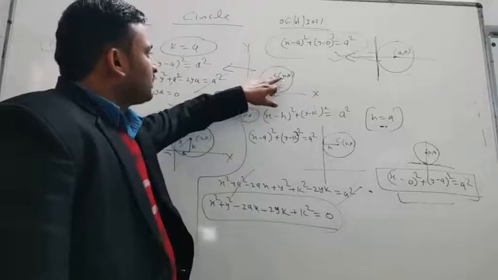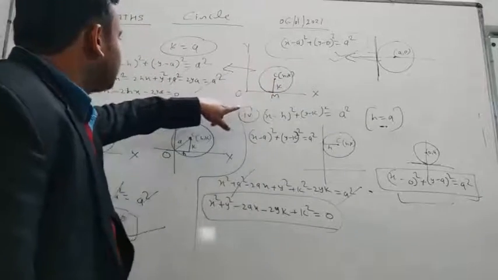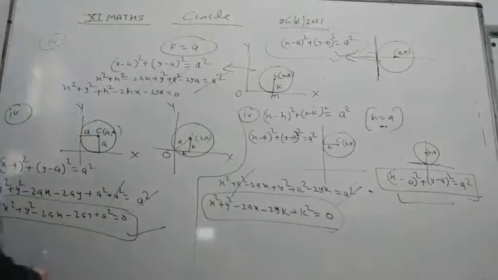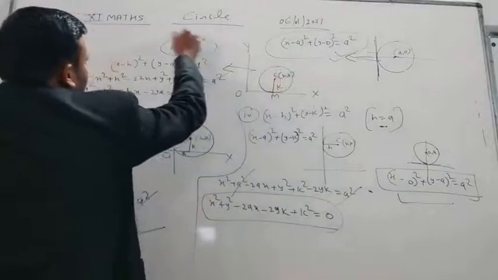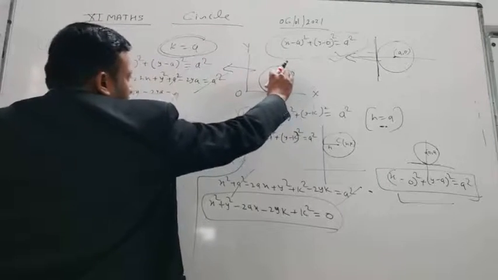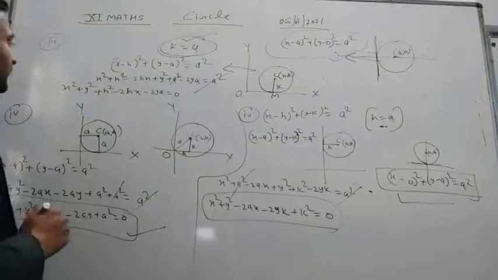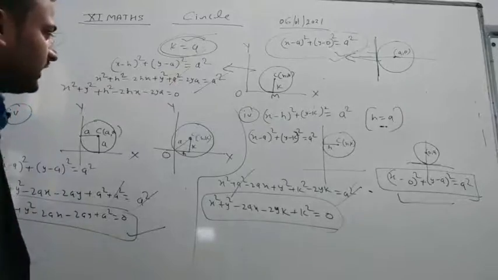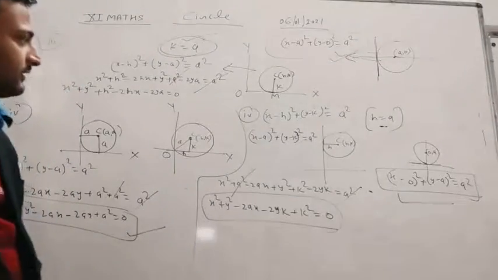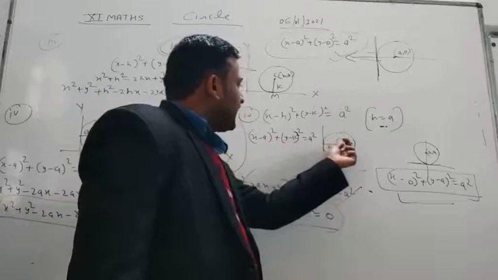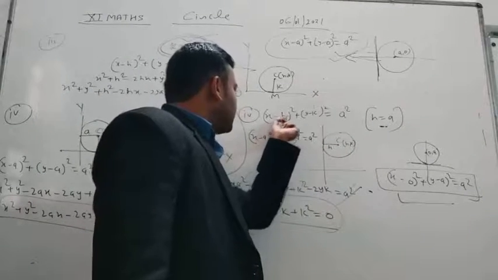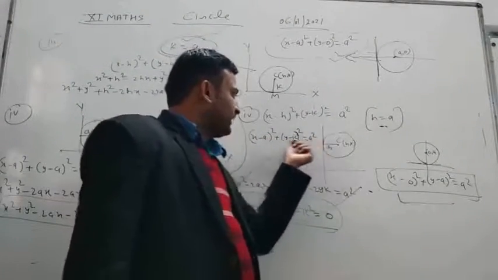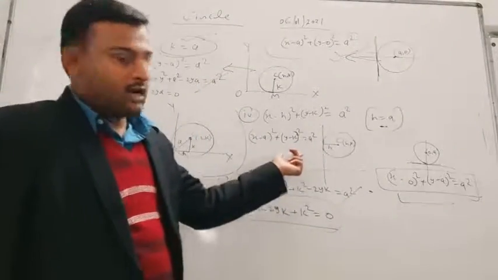So in this case, equation of circle will be (x minus h) whole square plus (y minus k) whole square. In this case, student, our k is equal to the radius, because this is radius and this is also k. So k is equal to a, so equation of circle will be (x minus h) whole square plus (y minus a) whole square is equal to a square. And next case is when the circle touches the y axis, then our h is a, so equation will be (x minus a) square plus (y minus k) square is equal to a square.